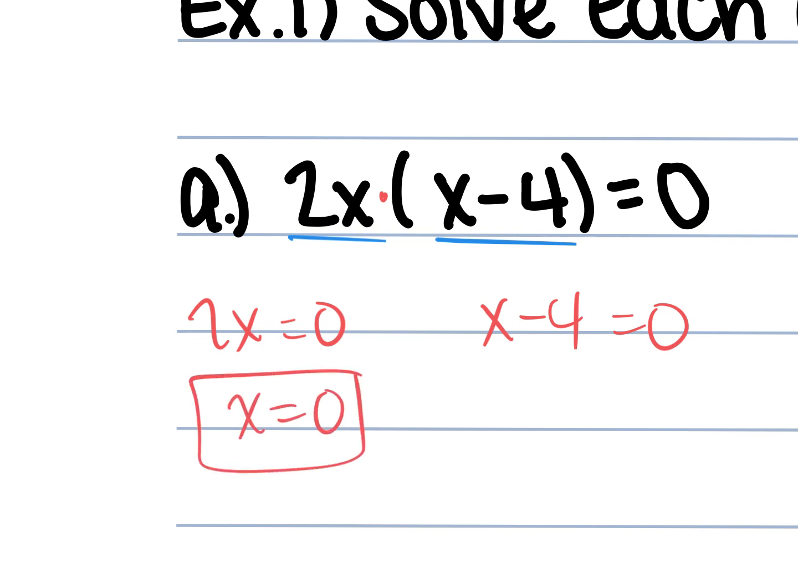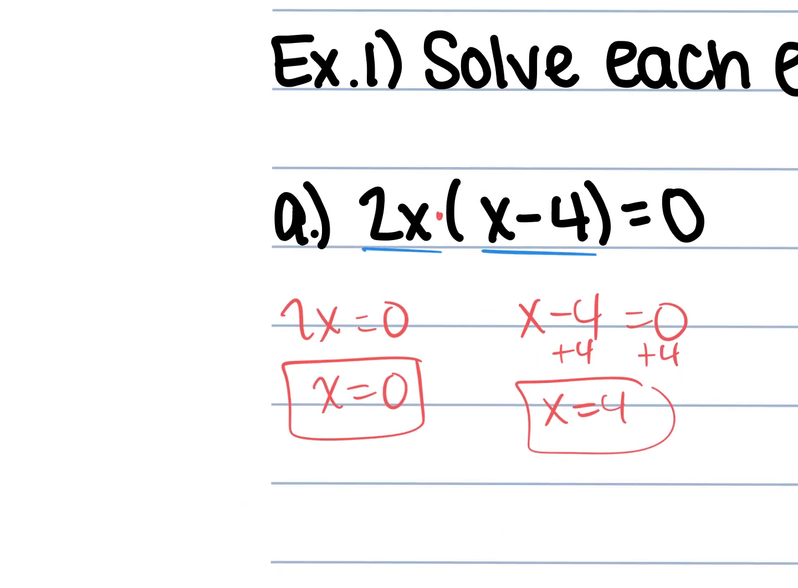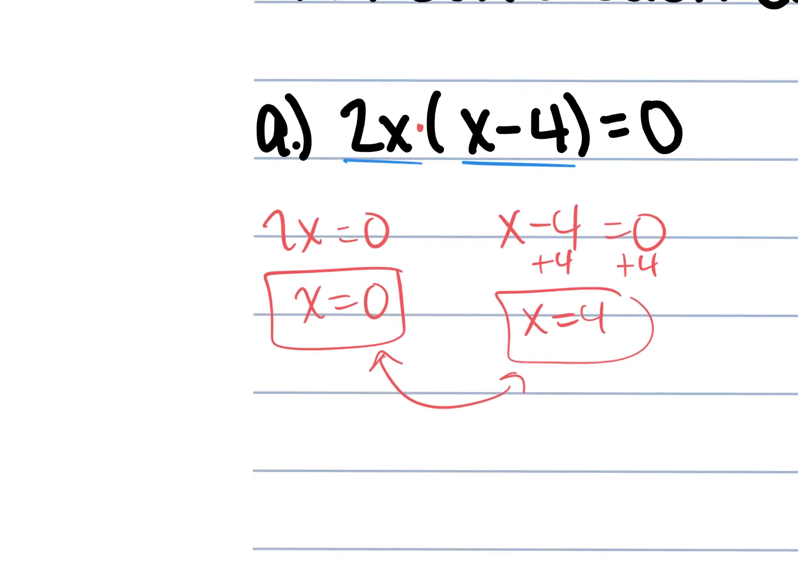And in x minus 4 equals 0, how do you solve that for x? You add 4 to both sides, and you get x equals 4. Who's been paying attention? What do I call these two values? These are the roots. Very good. How many roots did I get? 2. How many factors did I have? 2, right? I had 2x, and it was multiplied by x minus 4.